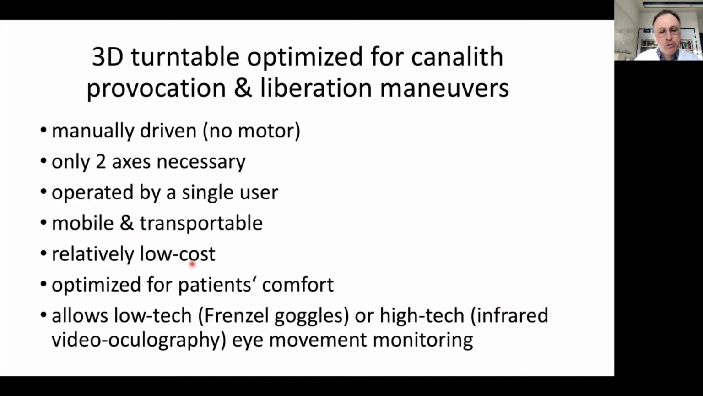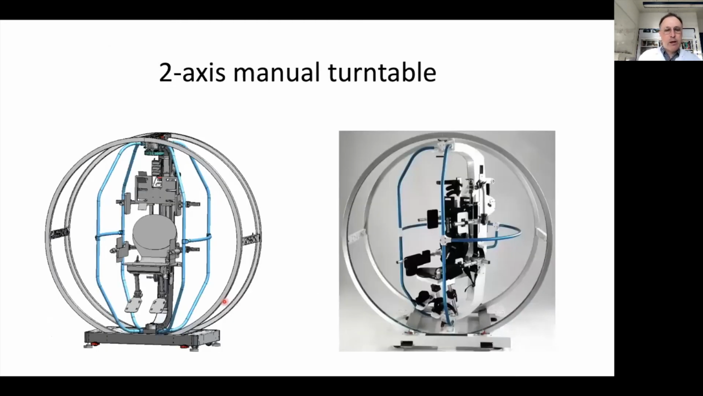It should be optimized for the patient's comfort, and it should allow either low-tech recording of eye movements with Frenzel goggles or high-tech with infrared video oculography, just depending on the needs of the clinician. And this is the 2-axis manual turntable that was constructed by a company for us, and it allows, as you can see, to rotate the patients in the yaw axis and on this circular track in the roll axis, or depending on the position of the inner axis in the pitch plane, or in any plane between roll and pitch. So this is what you need for the provocation and liberation maneuvers of BPPV patients.